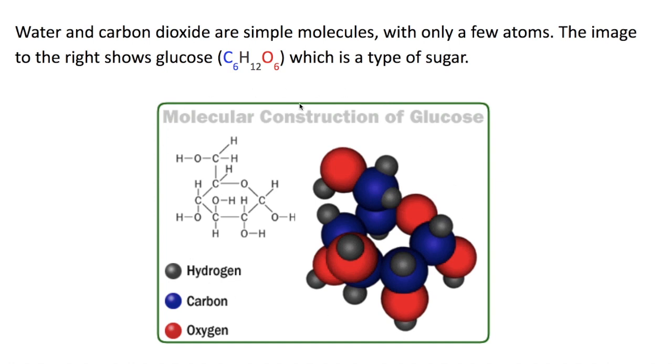This image shows glucose, which is a type of sugar. How many atoms are in a glucose molecule? Hint, you need to add up the subscripts. Yes, there are 24 atoms in this molecule. 6 carbon atoms, 1, 2, 3, 4, 5, 6, 12 hydrogen atoms, and 6 oxygen atoms.